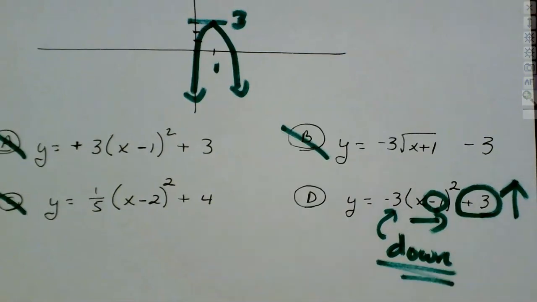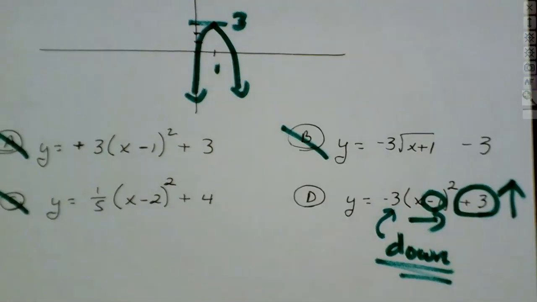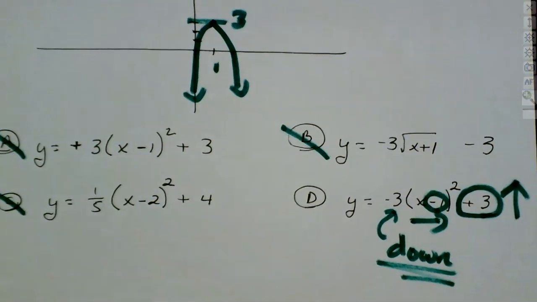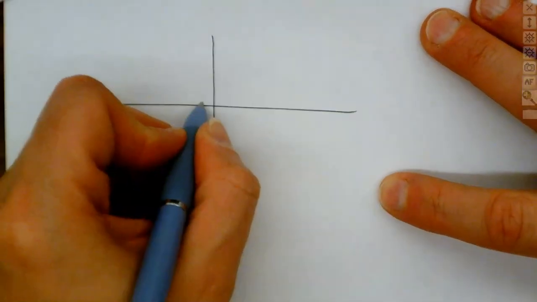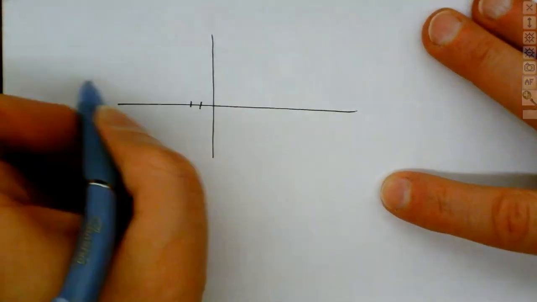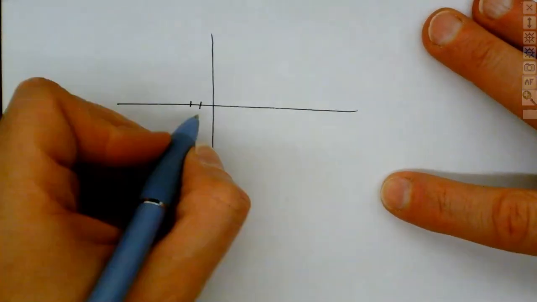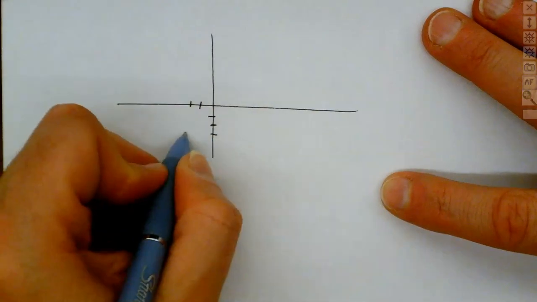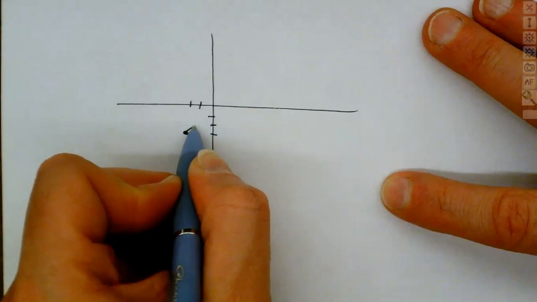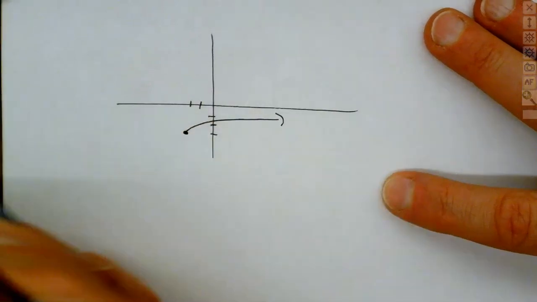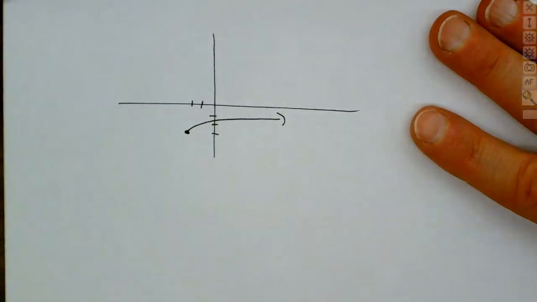Let's do one more. We'll do a square root graph. So here's the picture. And here's some choices.